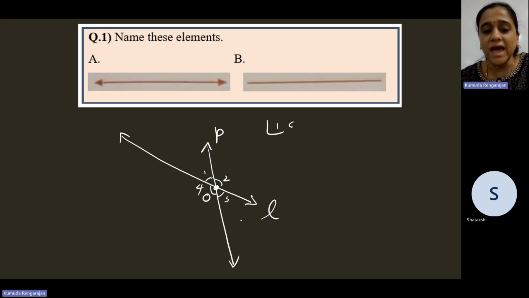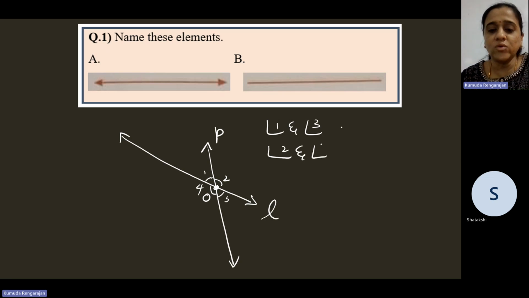Angle 1 and angle 3 are vertically opposite angles. Angle 2 and angle 4 are vertically opposite angles. And vertically opposite angles are equal. So if the measure of angle 1 is 40 degrees, the measure of angle 3 is also 40 degrees. Vertically opposite angles are equal in measure.